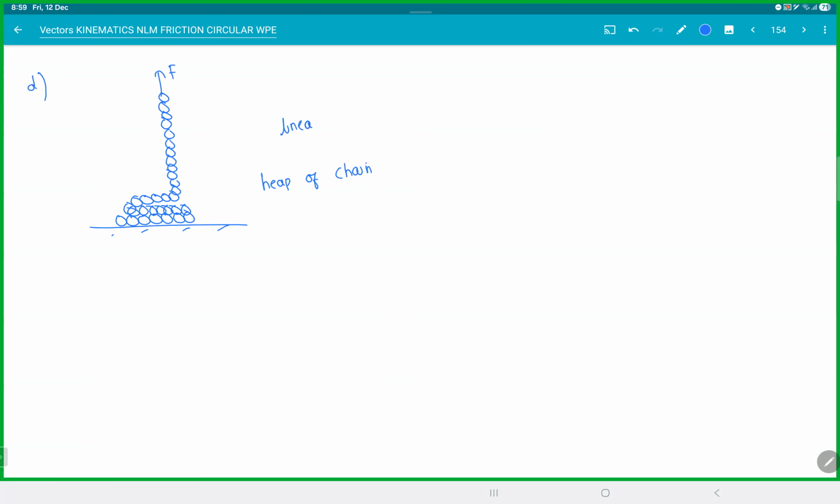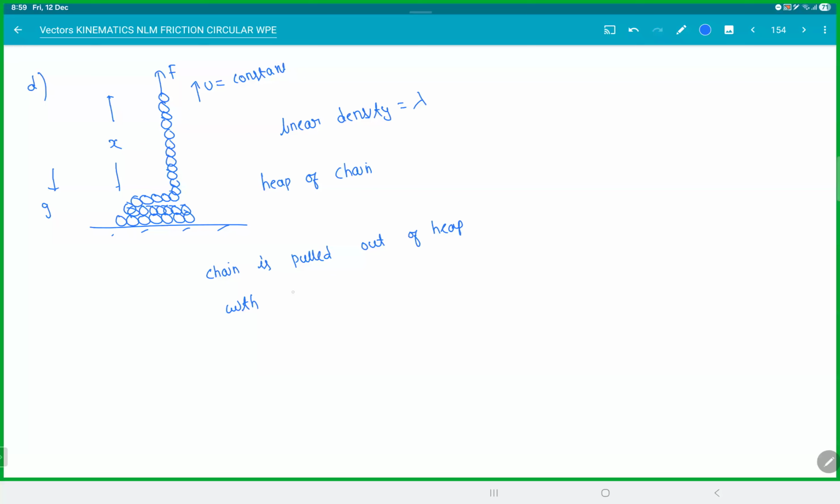Linear density lambda. The chain is pulled out with a constant speed. This is x, and gravity is present. Heap of chain. So the chain is pulled out with a constant speed vertically. Find the power due to the external force and find the heat produced per second.